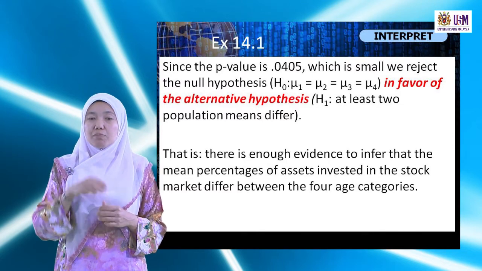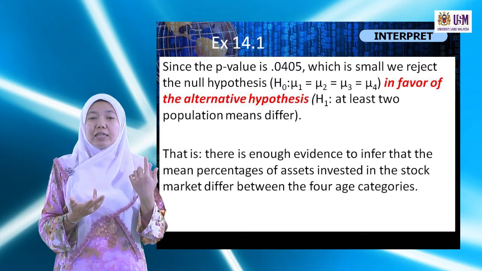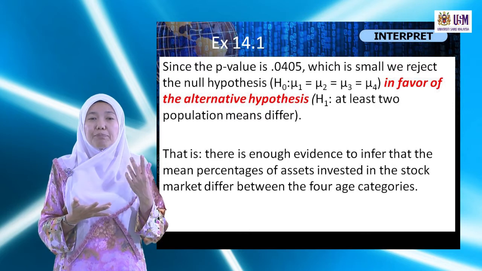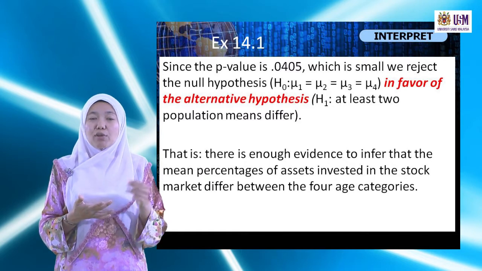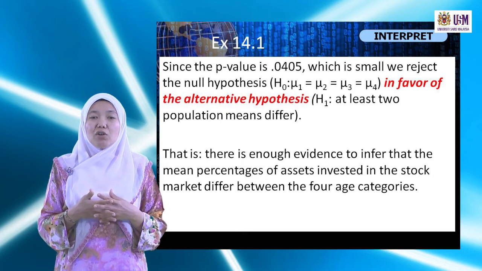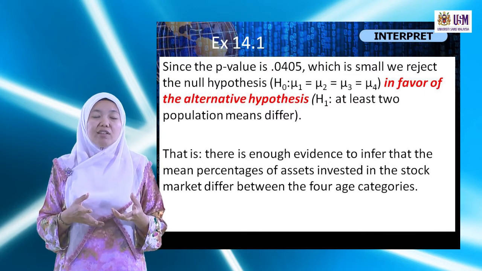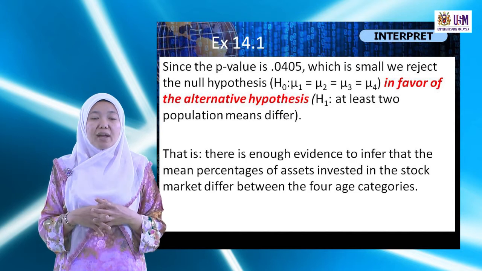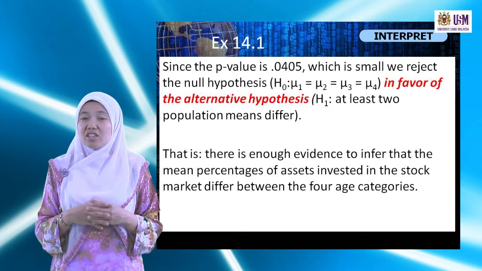So in conclusion, based on the result, remember you have your null hypothesis, which was shown earlier. You have the F statistic for the critical value. If you do not have that, then you need to refer to the p-value from the output that is produced by your computer. Then you have the test statistic, your F value from the ANOVA table, and you make your decision by comparing your F statistic and the F from the table. In this case, you can conclude that there is enough evidence, because you reject H naught. So there is enough evidence to infer that the mean percentages of assets invested in the stock market differ between the four age categories. So basically, all five steps of hypothesis testing are completed.